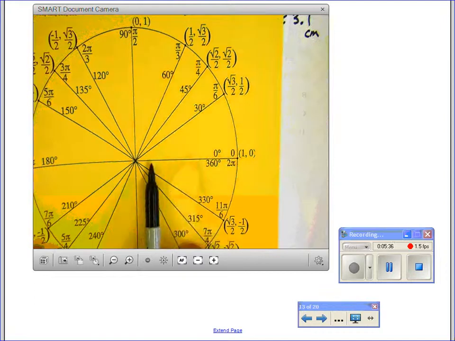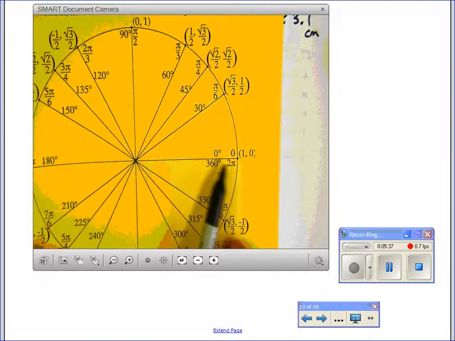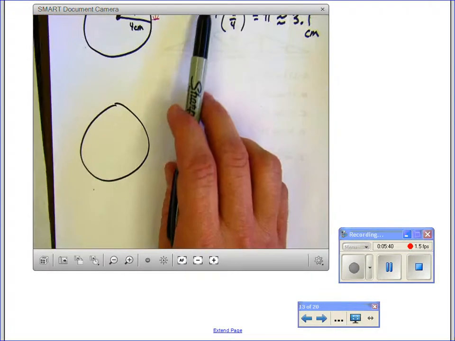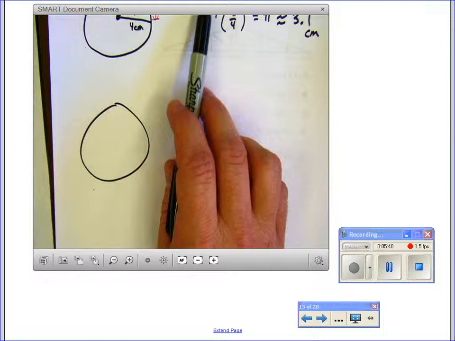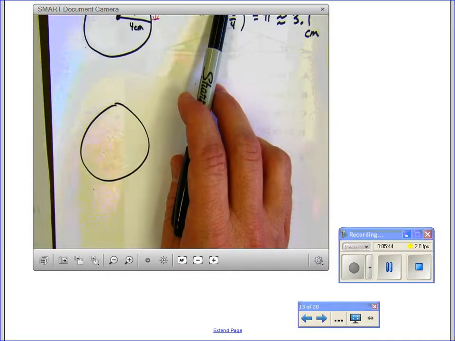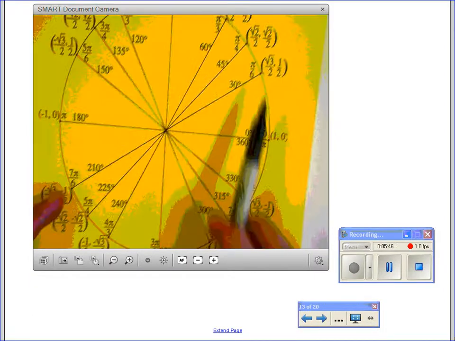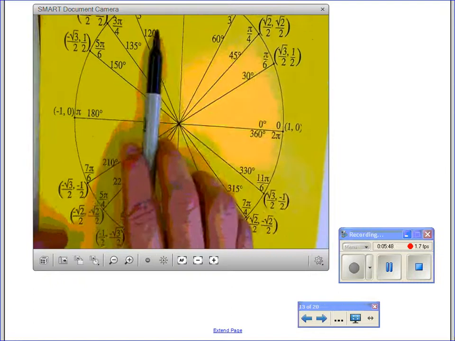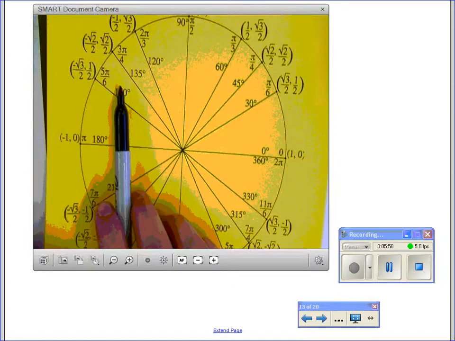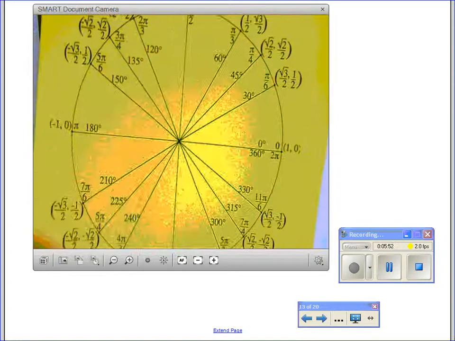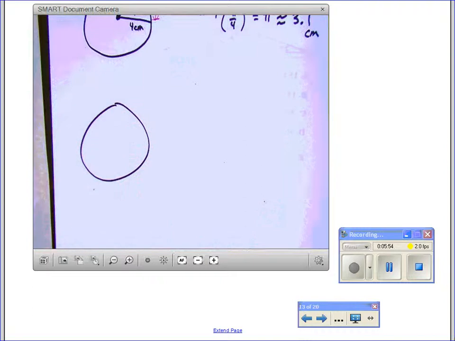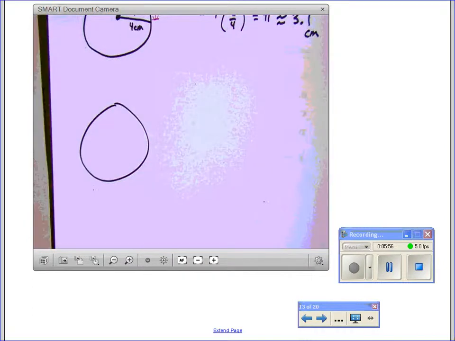What's the radius on the unit circle? 1. And so 1 times whatever the angle is just going to be the angle. So if it's in radians, all of these marks not only represent the angle measure, but they represent the lengths. That's why radians work a little bit better than degree measures.